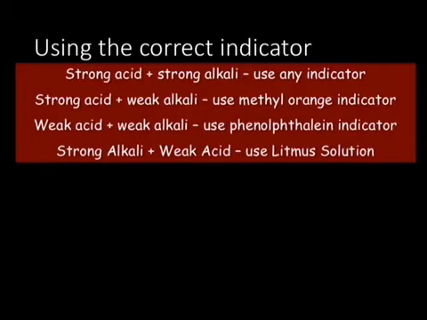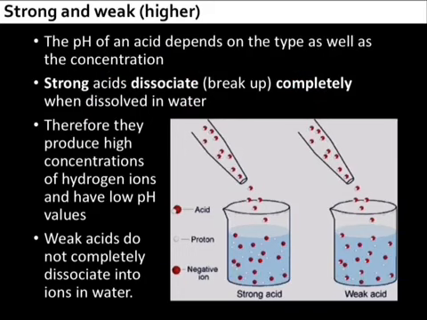The indicator that we could use to look at neutralisation changes depending on the strength of the acids and alkalis used. A strong acid and a strong alkali can use any indicator, whereas, for example, a strong alkali and a weak acid, we'd need to use Litmus solution. Which begs the question, what do we mean by a strong acid? So, as well as being concentrated or diluted, acids can also be strong or weak. The pH of an acid depends not only on the concentration, but also on the relative strength of the acid.